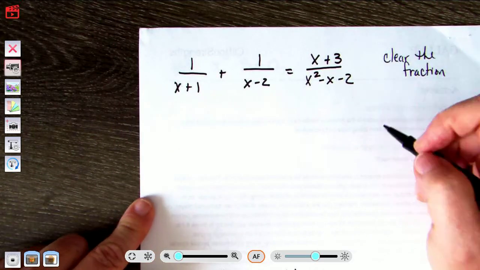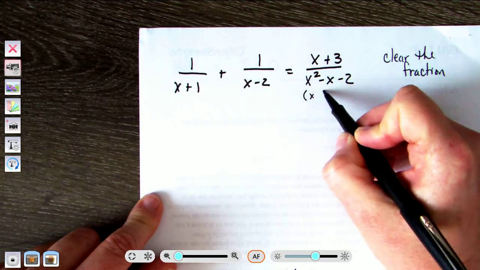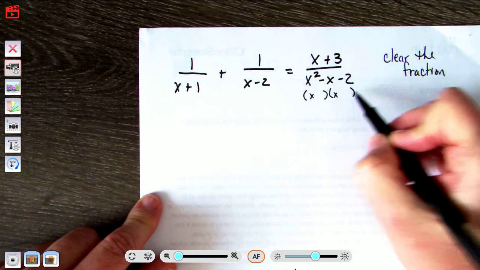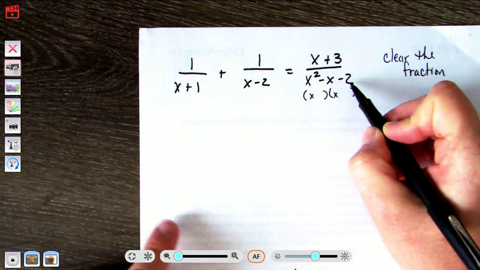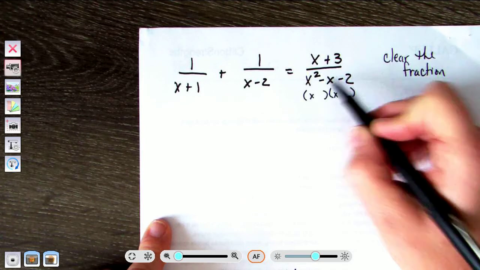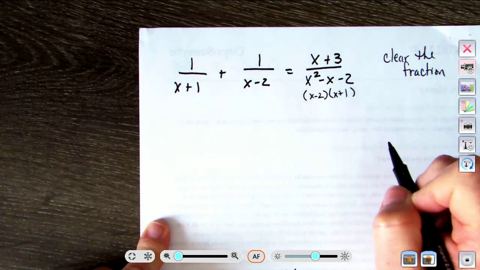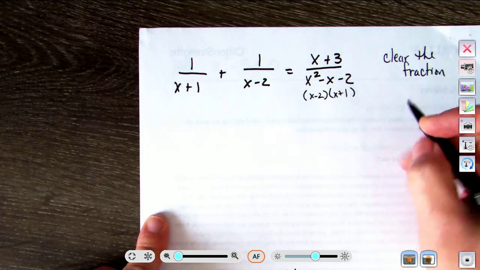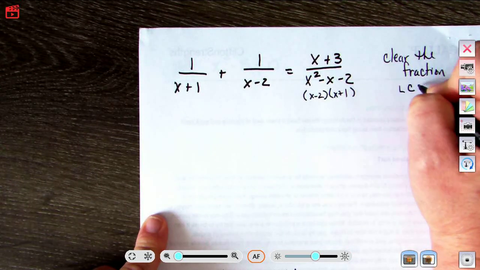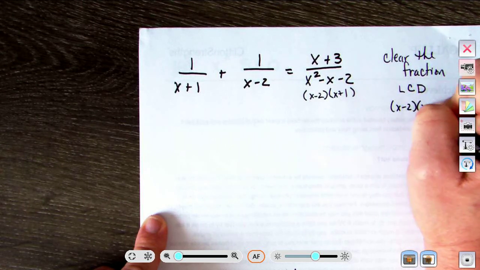So for our common denominator, what we're going to have to do is factor this one so that we can find it. So two numbers that multiply together to give me a -2, add together to give me a -1. So I get x minus 2, x plus 1. So my lowest common denominator is that x minus 2, x plus 1.